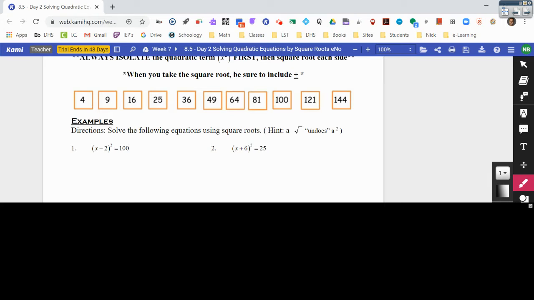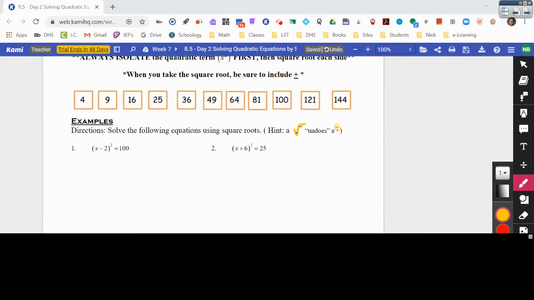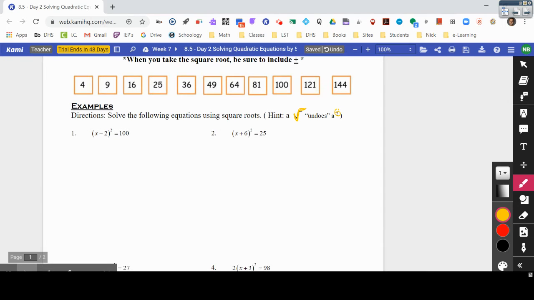The directions say to solve the following equations using square roots, or inverse operations. And there's a hint again. We talked about this yesterday, that a square root undoes a square. Those are inverse operations of each other. All right, so example 1, we have (x - 2) squared equals 100.